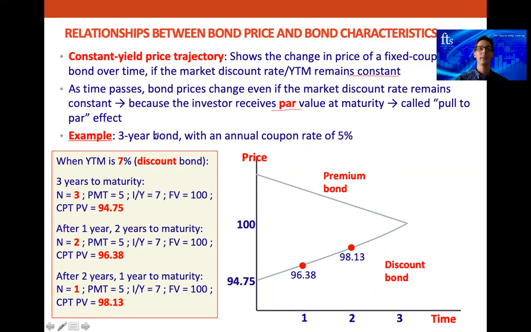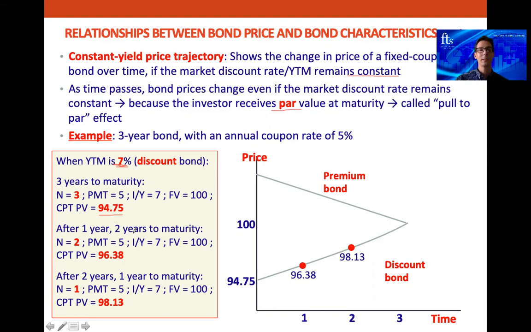So let's stick with the same example we had before, the 3-year bond with an annual coupon rate of 5%. Two slides ago, I think, we had a scenario when the yield to maturity was 7%. We had the discount bond. If you go back there, you'll see the price was 94. So over here, with 3 years to go, this is the price of the bond, $94.75.